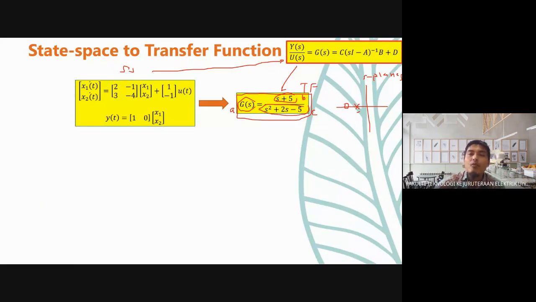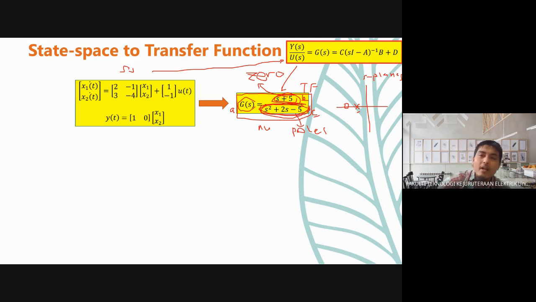So between B and C, which one will tell you the pole location? B or C? Which one will tell you the system pole location? B, okay? Because once again, B is the numerator. The numerator always tells the zero location. And then the C will tell you the pole location. So between B and C, C will tell you the system is stable or unstable.